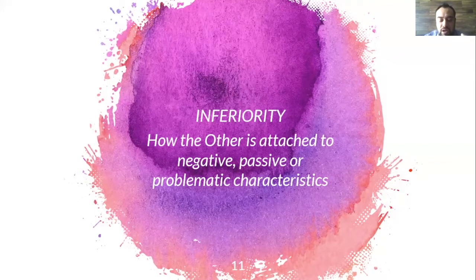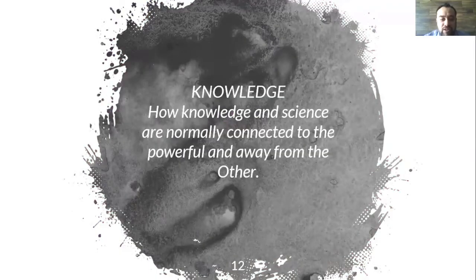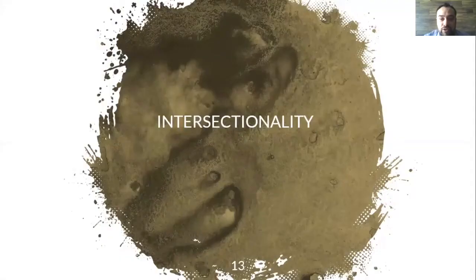First one is power, the second one is inferiority, and the third one is knowledge. How knowledge and science are normally connected to the powerful and away from the other. So the knowledge comes from the powerful, from the one in control, right? And of course, these 3 forms of othering intersect each other. They happen, all 3, at the same time.